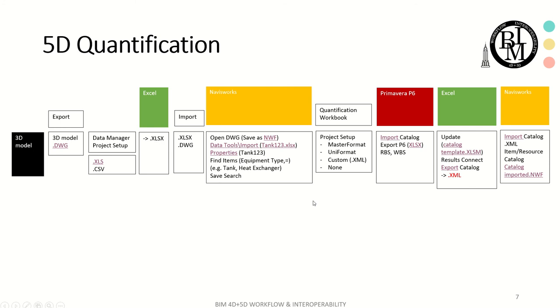Okay, so next step is to set up the quantification workbook. Quantification workbook is where you do the quantity takeoff, either from the models or from the resources. You can use different file formats, such as MasterFormat, UniFormat, or a custom format if you have any for your company or project, or you can use this blank format and create from scratch. And this step is important because there are 2 cases.